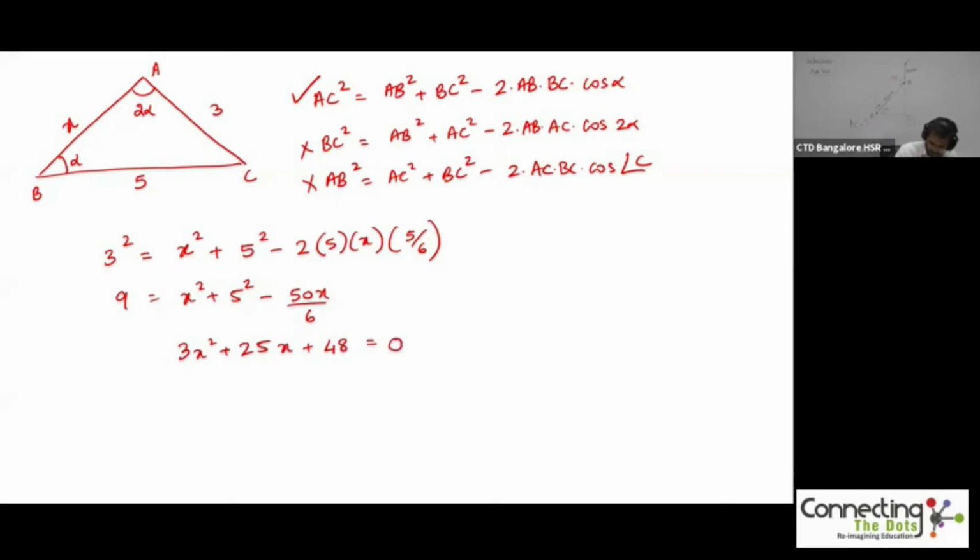Is it what you get? Yeah. Okay, fine. So from there we came to a quadratic equation, and then you can solve it. And I again got 2 answers for that, and I don't know how to choose which one. What were the two answers you got? X equals 3 or x equals 16/3.